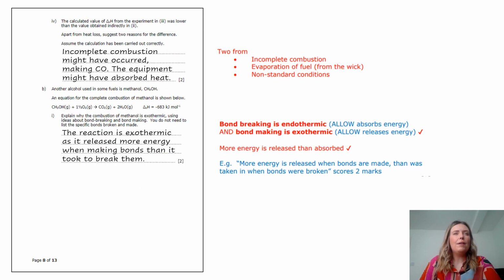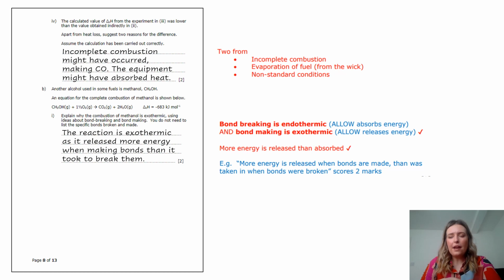Okay. Now there's a couple of questions about the experiment itself. So the calculated value of enthalpy change of combustion from our in-class experiment was lower than the value obtained by calculation. Okay. Apart from heat loss, there are just 2 reasons for the difference. It's quite strict about how we describe the differences here.